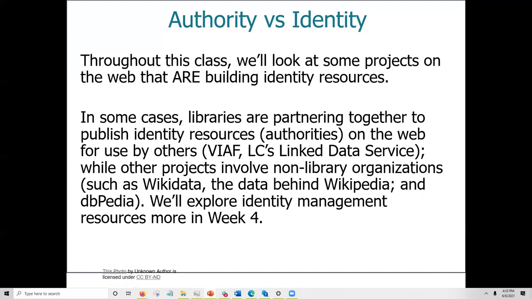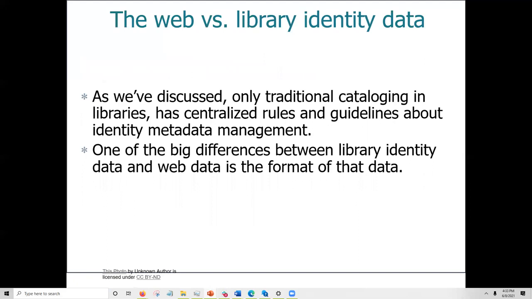We do have the Virtual Internet Authority file, which is a collaborative project. The Library of Congress releases both their subject headings and their names as a linked data service so that those can be used. There's been some interesting discussions about whether or not anybody can use those. So I think we're going to continue to see some discussions about that. And then there's other projects that are non-library organizations such as Wikidata. We're going to explore those resources much more in week 4.